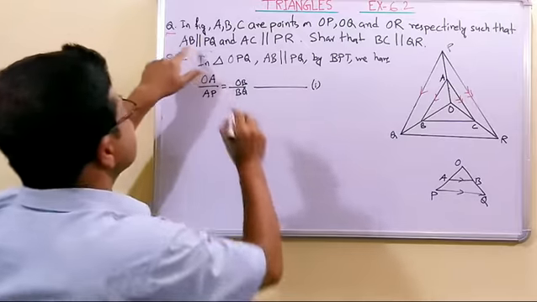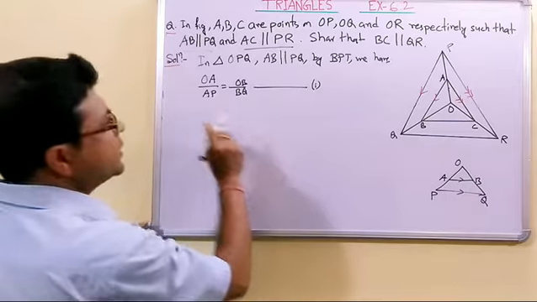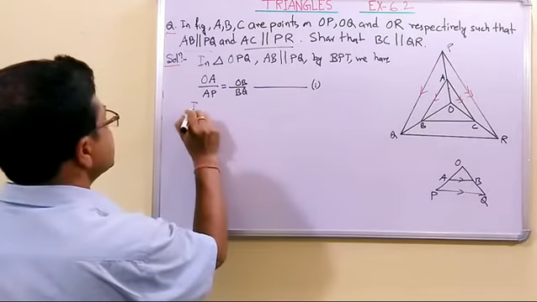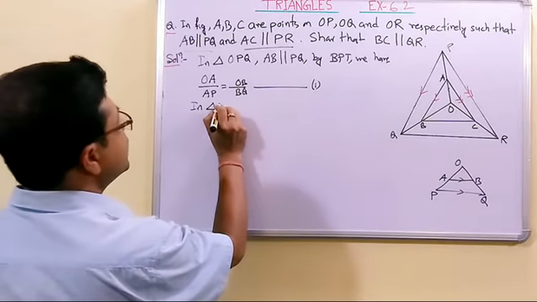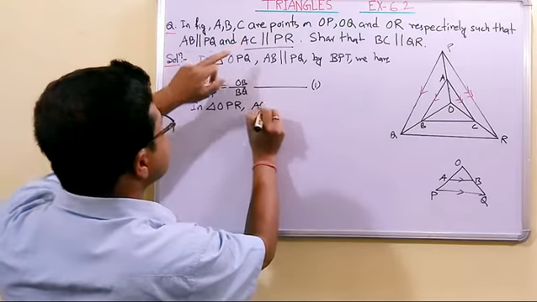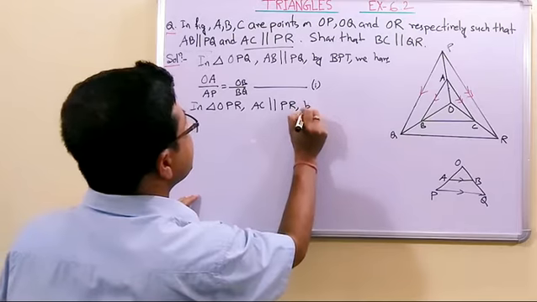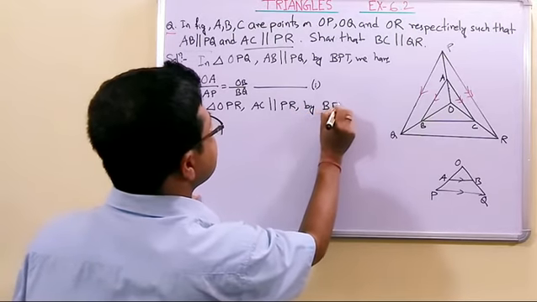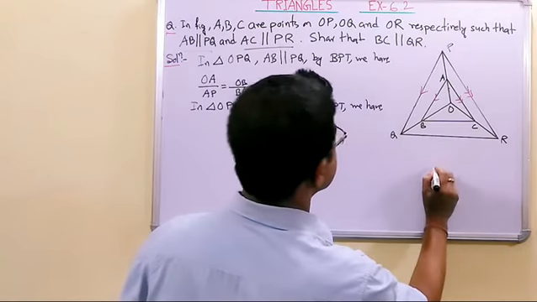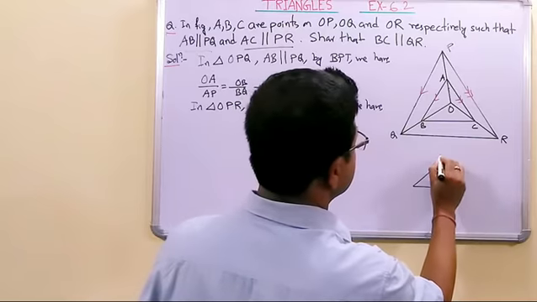Now next part, this is used, now this is left. AC parallel to PR. This is in triangle OPR. In triangle OPR, AC is parallel to PR. By BPT, we have the other figure OPR.